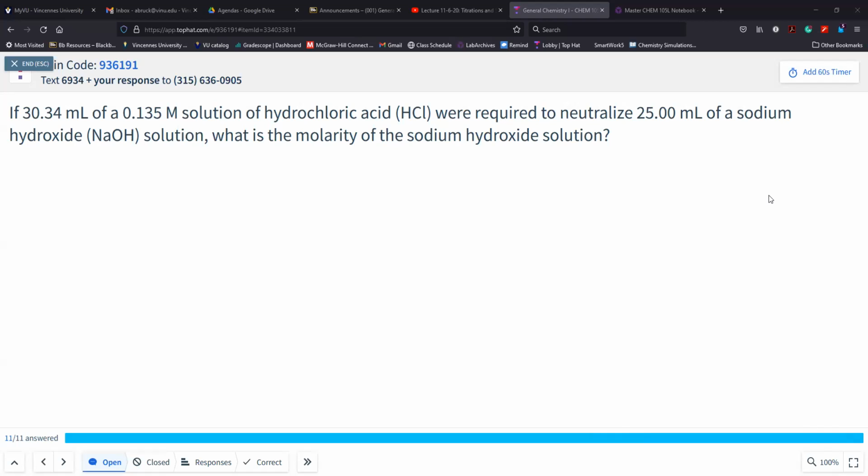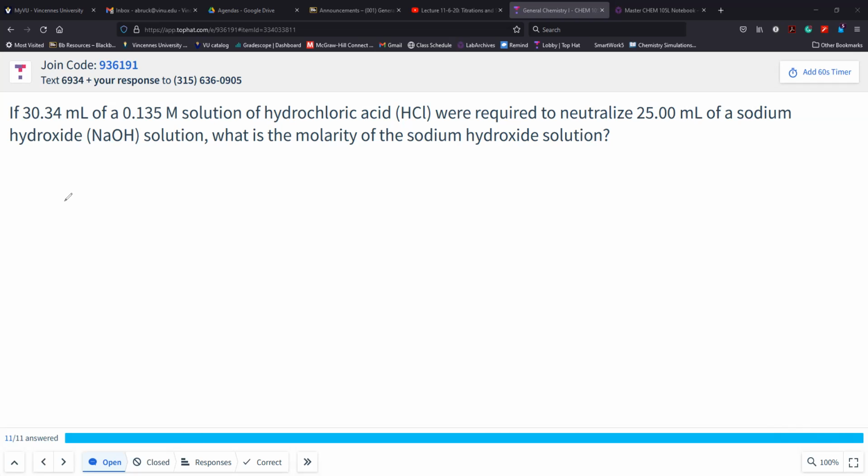Our next example problem actually comes from one of the homework problems that I assigned you earlier on. This is one that we would have covered in lecture that day had we met. It's along the lines of a titration. We're told that we have 30.34 milliliters of a 0.135 molar solution of hydrochloric acid, and it's required to neutralize 25 milliliters of a sodium hydroxide solution. We want to know what the molarity of the sodium hydroxide solution is.